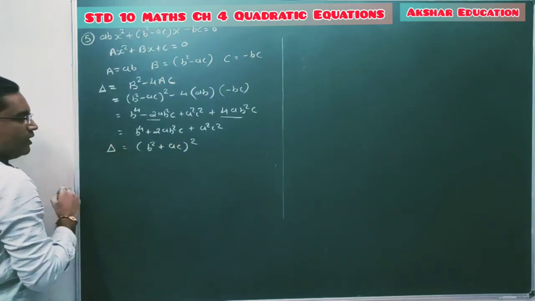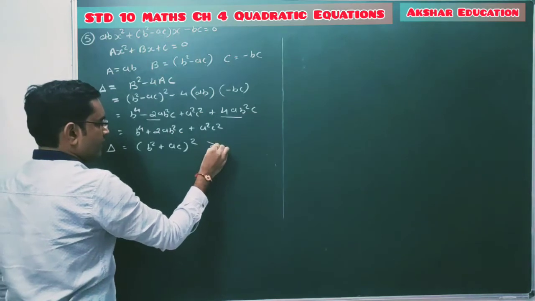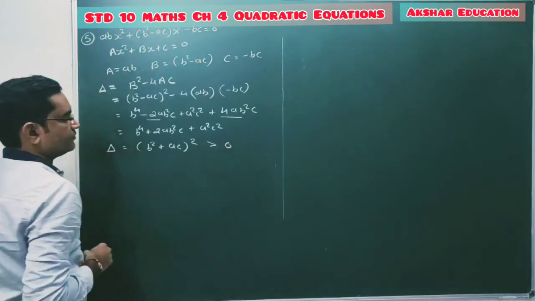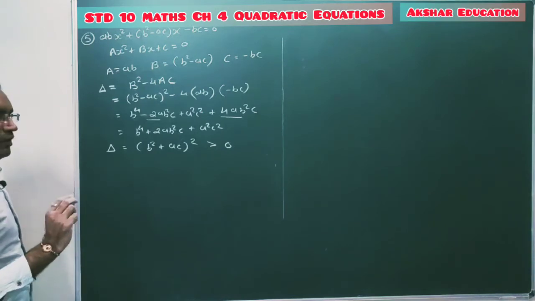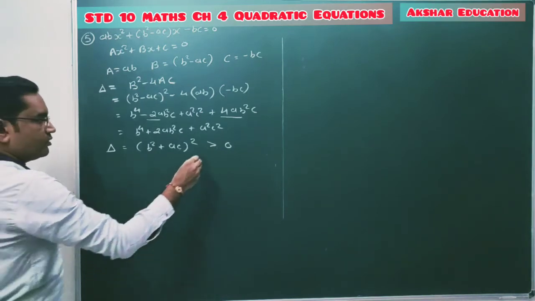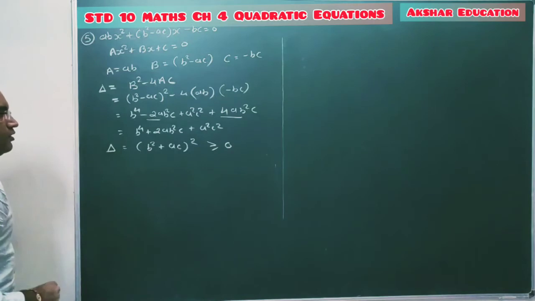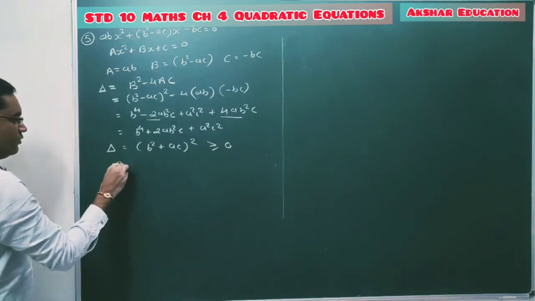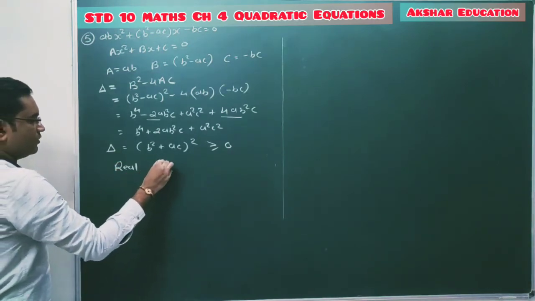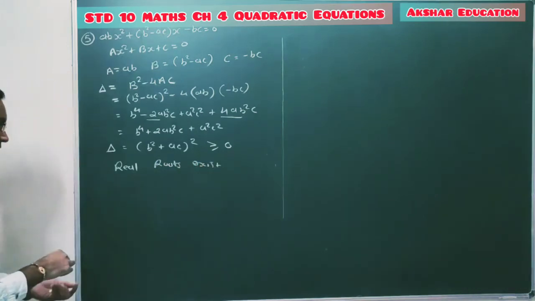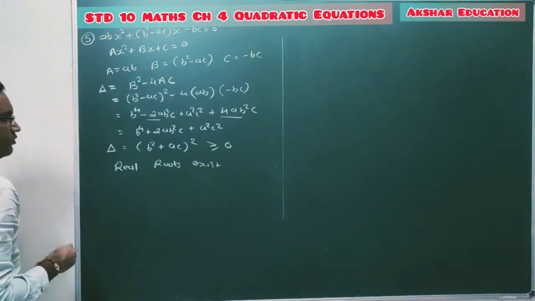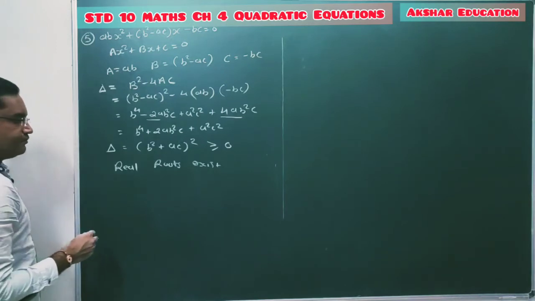So a whole square is there, which is never less than 0. The square of any real number is always greater than or equal to 0. It will never be negative. So this is always greater than or equal to 0. So here we can say that real roots exist. Real roots exist. So you have to find those real roots. Done. So the real roots are alpha and beta.